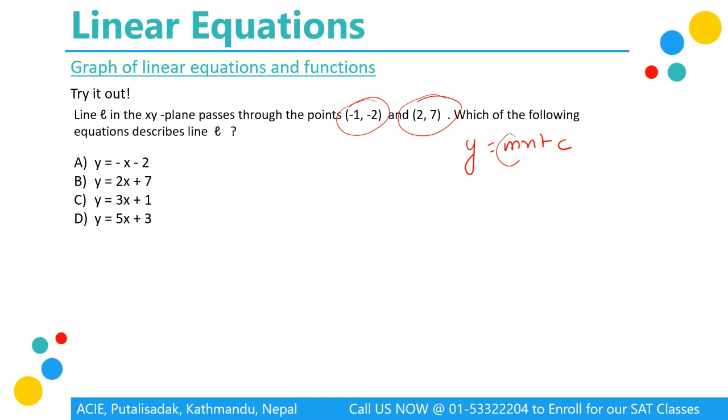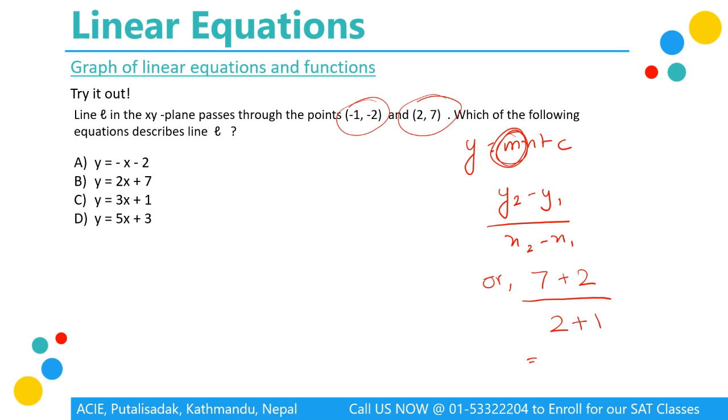So we need the value of m to begin with, and like we practiced, the slope is (y2 minus y1) over (x2 minus x1). So using this, we know y2 minus y1 is 7 plus 2, and x2 minus x1 is 2 plus 1, which is going to give us 9 by 3. Therefore, our slope is going to be 3. And throughout all these, positive 3.